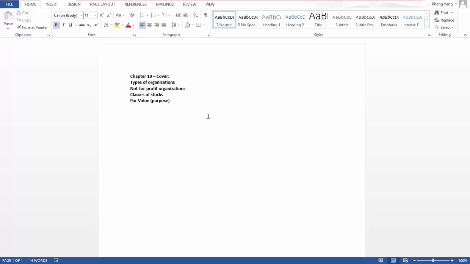But in accounting 1 and 2 and 3, we've all touched base on this. But the type of organizations that you are familiar with is 1, sole proprietorships. Okay, and sole proprietorships are owned by one person.